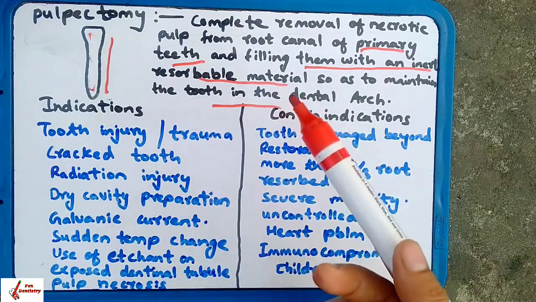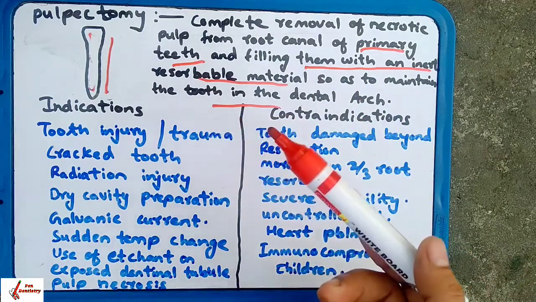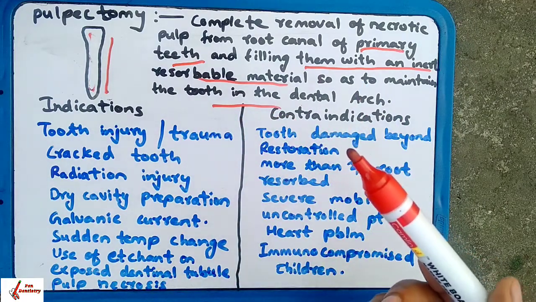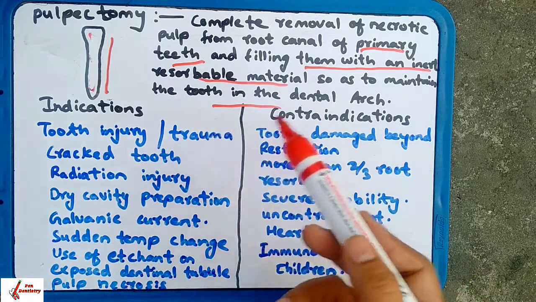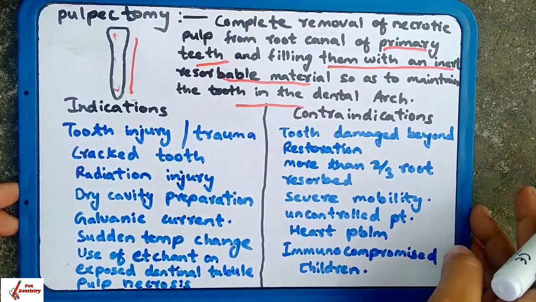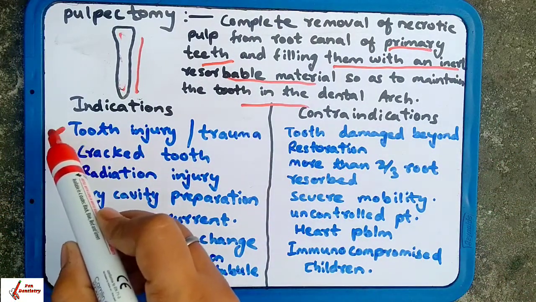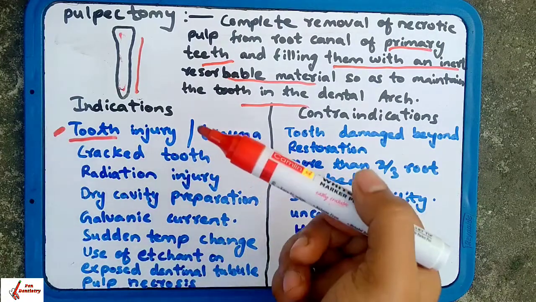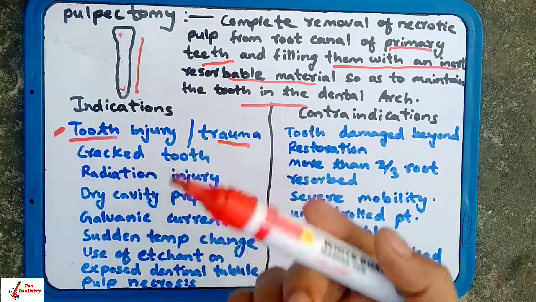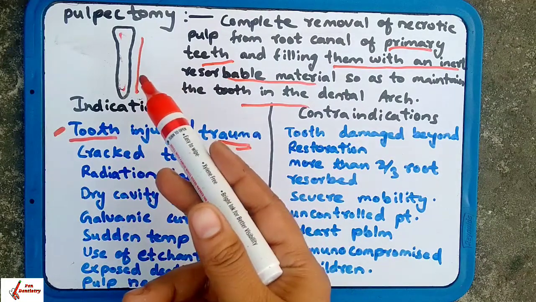This I have explained in the previous video. What are the indications and contraindications of pulpectomy? Indications are when the tooth is injured and trauma is there. When the tooth is injured and has faced trauma, then you are going to do the pulpectomy.